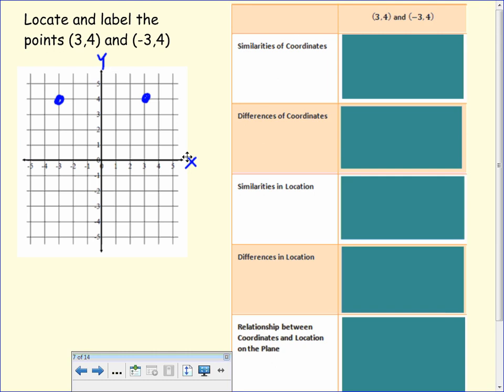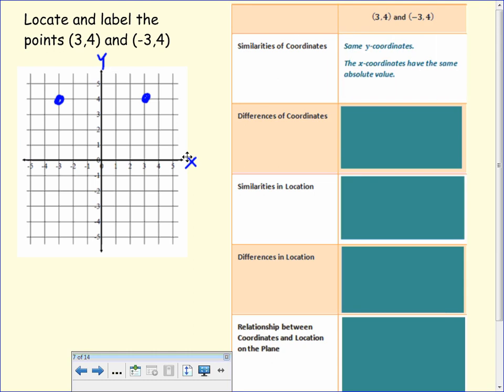So let's look at what they have in common. What do those 2 points have in common? What's similar? The ELA is coming back in again. First we made a claim, and now we're looking at similarities and differences. So what's similar? The 3/4 and the negative 3/4, both the 4s are the exact same integer number. Same y coordinate. Exactly. And the x coordinates, what can we say about the x coordinates? You might have to take a step away from it, but what can we say?